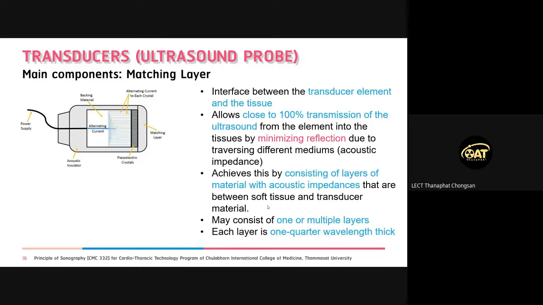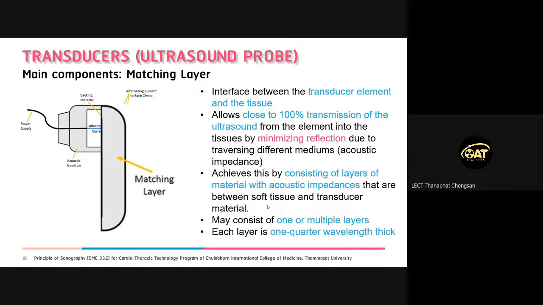Okay. We will classify the parts starting from the part closest to the patient. The first part is the matching layer. The matching layer is made of tissue-equivalent material for minimizing reflection between the probe or transducer and human tissue or skin, so that it has around 100% transmission of the ultrasound. This matching layer part cannot absorb energy or sound wave. Okay.